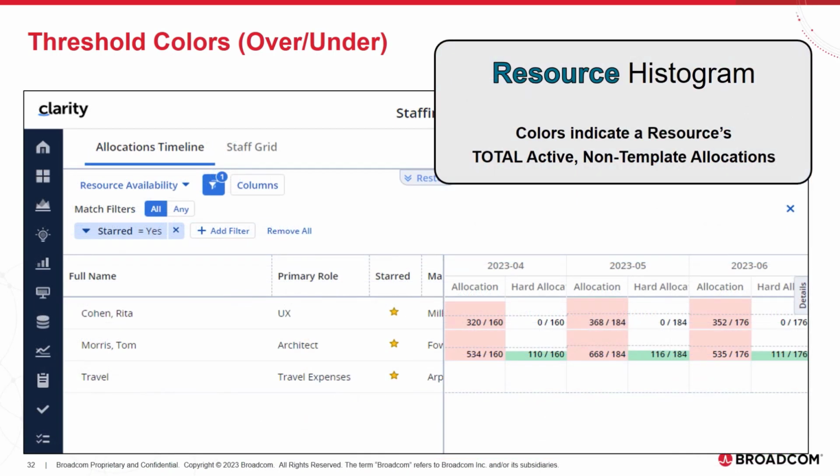The threshold configuration applies to the resource histogram as well. The numbers represented here are always the total active non-template allocations or hard allocations over the resource's availability for the period.